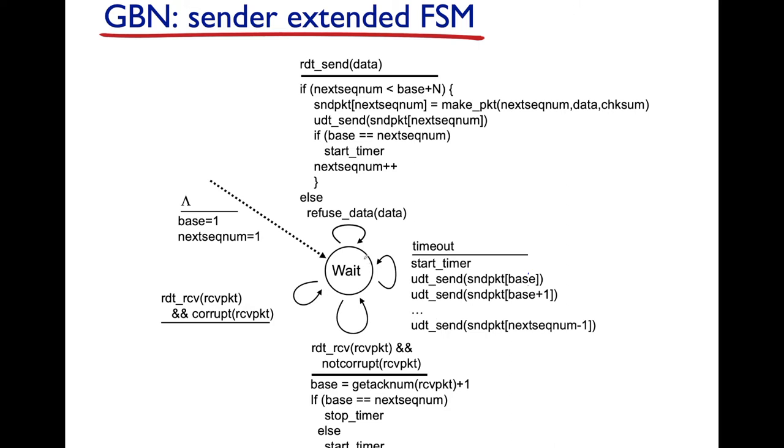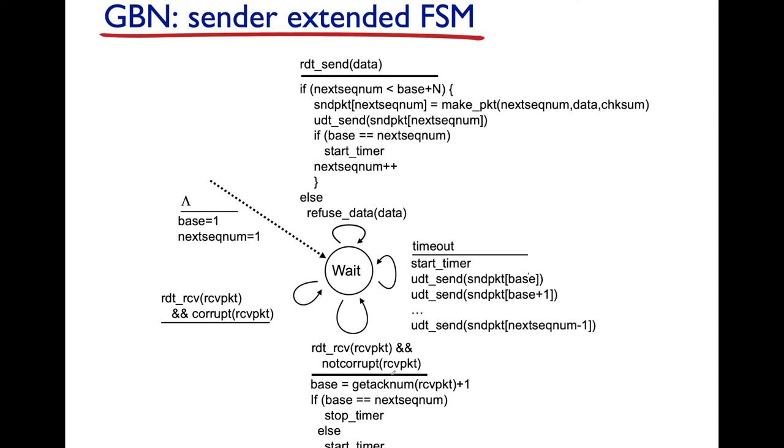Then you're going back to waiting. Another thing that could happen, you could get a message back as a sender, an ACK, and what if it's corrupt? If it's corrupt, you don't do anything. You continue waiting. And lastly, if you get an RDT receive, so something comes in, an ACK, and it's not corrupt, so that means the stored checksum and the calculated checksum are the same, you get the ACK number from what was received, and the new base is going to be the ACK number you received plus one. Now, of course, remember, if it's out of order, you're going to have a resend. Because of that, you're always guaranteed that when you get an ACK, it's going to be the oldest unacknowledged packet that causes you to change the base.